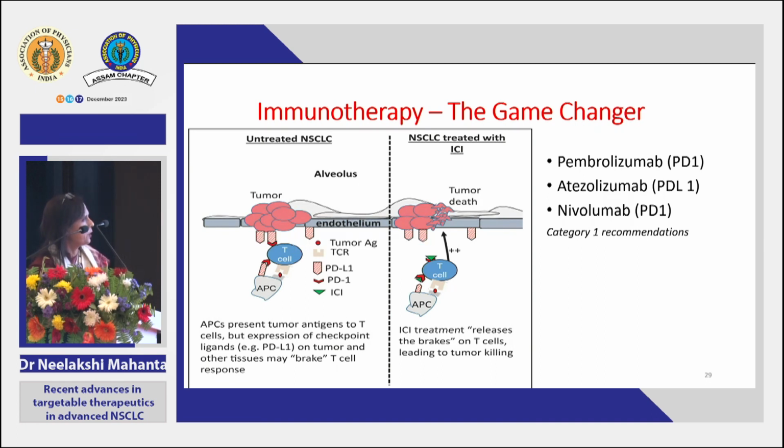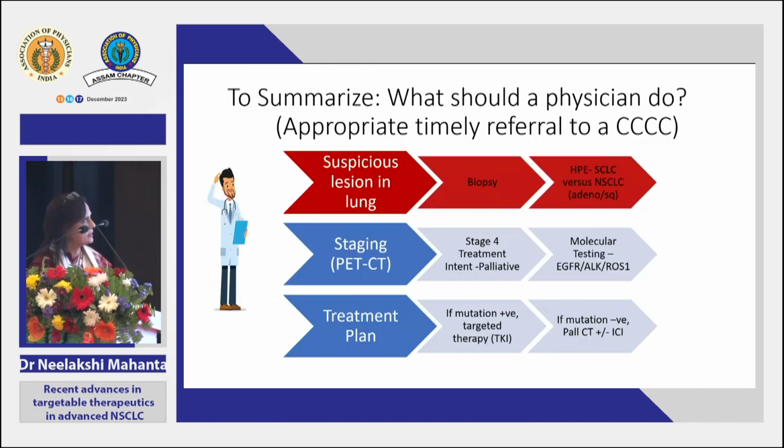The immune checkpoint inhibitors basically put a brake on the system in such a way that they bind upon these ligands and help the T cell to start killing the tumor cells itself. So it is enhancing our own immune system to kill the cancer cells. To summarize, what should a physician do?